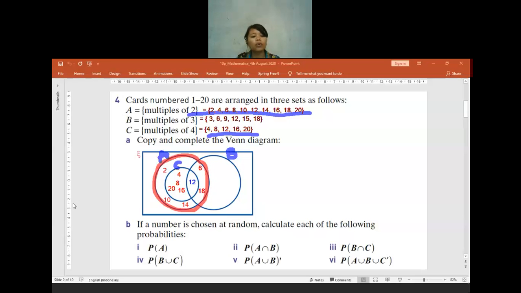So now we can go to the circle B. What number in the circle B haven't we written? 3, 9, and then what number else? 15. Okay, 15. Now, is there any number else that we haven't written, that we have to put outside all of the circles?